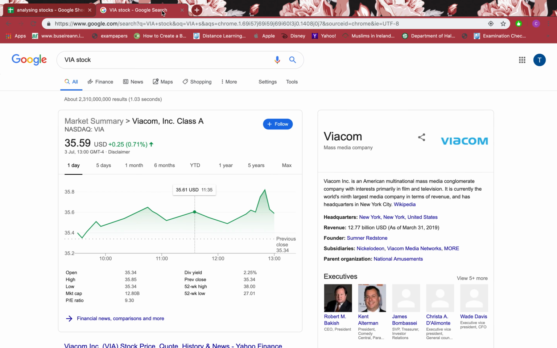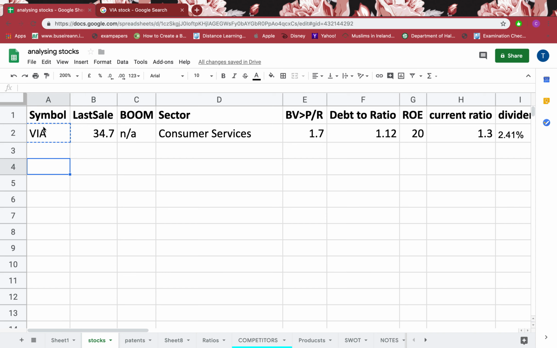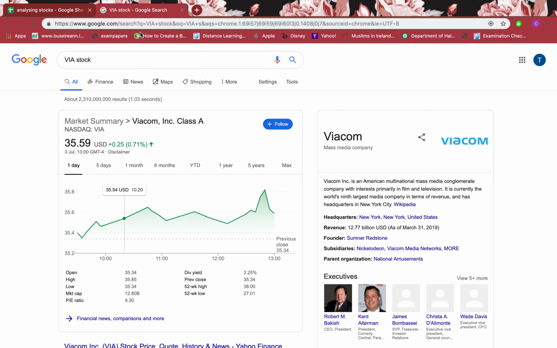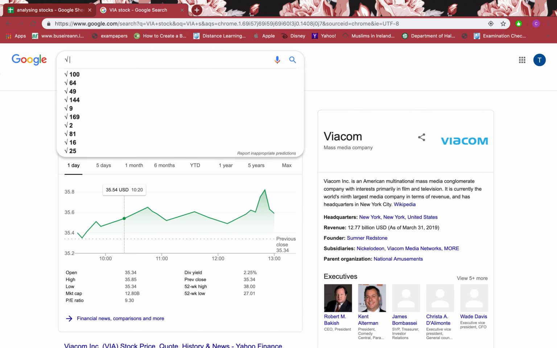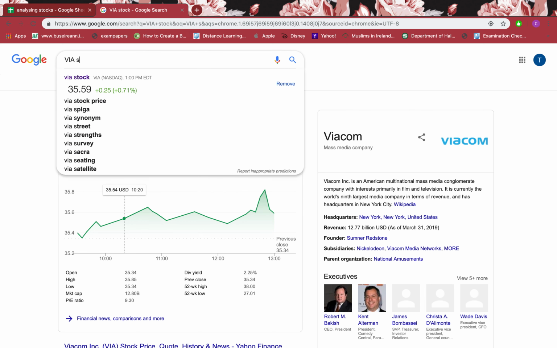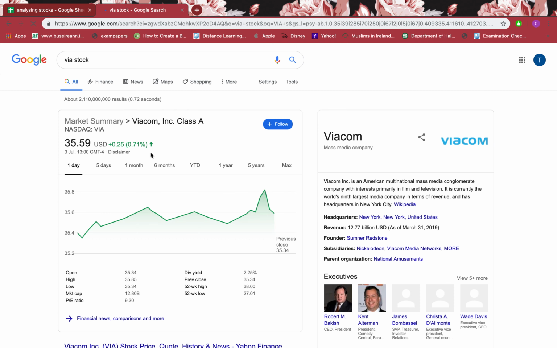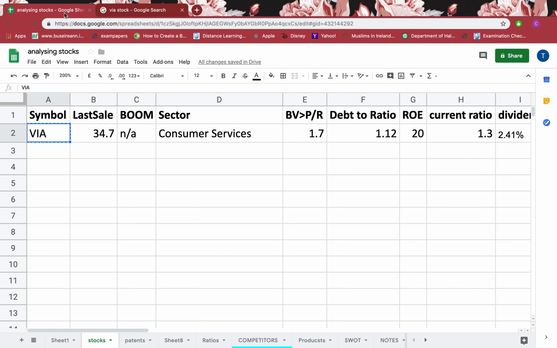Okay, in this tutorial, I'll be going through with you a stock which is VIA. I'll just copy this and paste it in Google and write stock beside it, and I can see the name Viacom and its information. This information is from Wikipedia on the right, and on the left it's from Google.